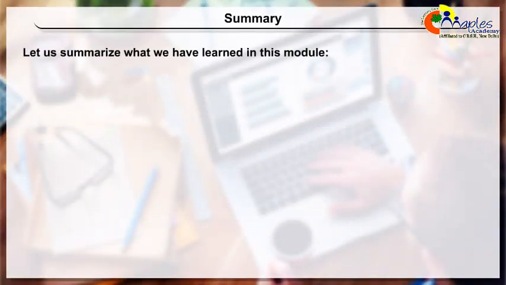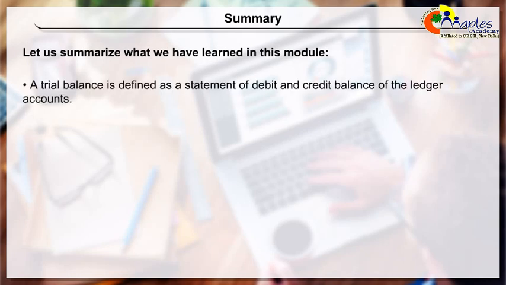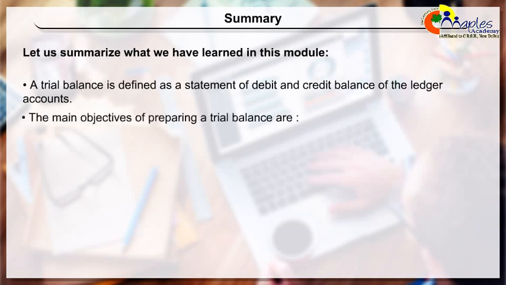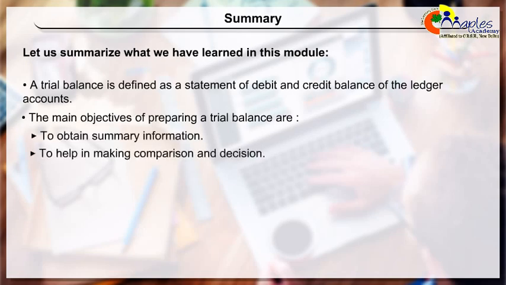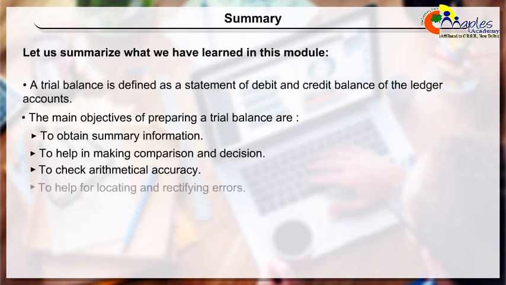Summary. Let us summarize what we have learned in this module. A trial balance is defined as a statement of debit and credit balance of the ledger accounts. The main objectives of preparing a trial balance are: to obtain summary information, to help in making comparison and decision, to check arithmetical accuracy, to help for locating and rectifying errors, to help minimize errors and frauds.